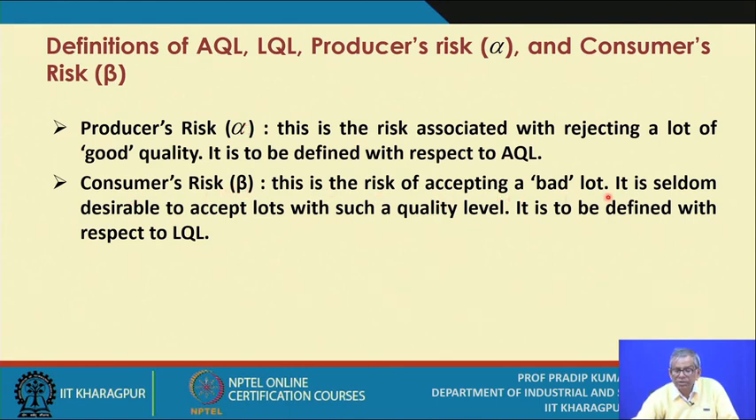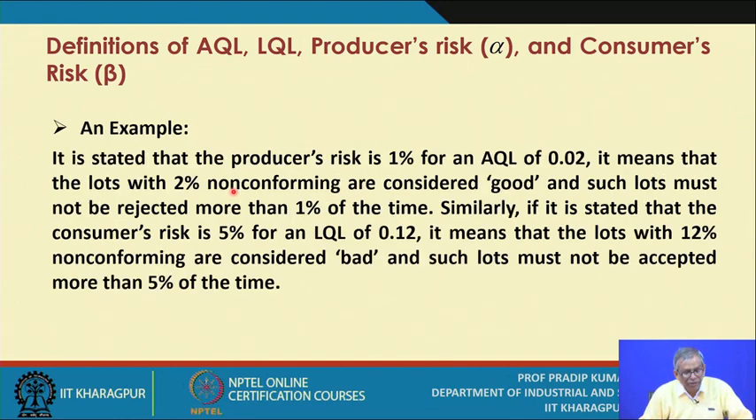This is the risk of accepting a bad lot. That means quality is very, very poor. How do you specify this bad quality? You specify it by LQL. Any value greater than or equal to LQL is considered to be very, very bad. It is seldom desirable to accept lots with such a quality level. It is to be defined with respect to LQL. Suppose someone explains the terms alpha and beta but doesn't mention AQL or LQL, then his definition is not complete.